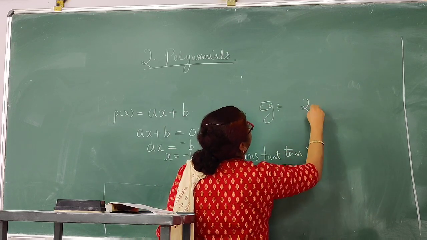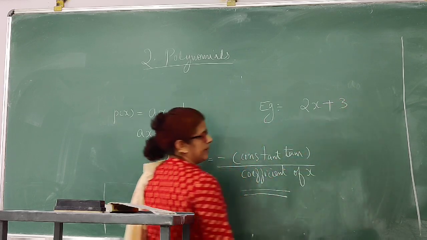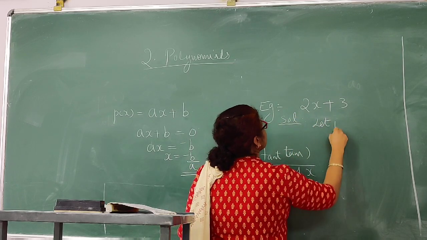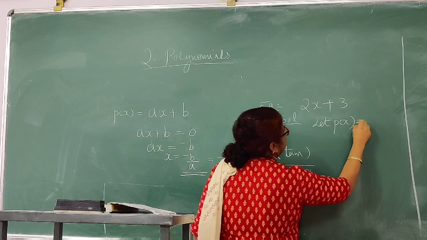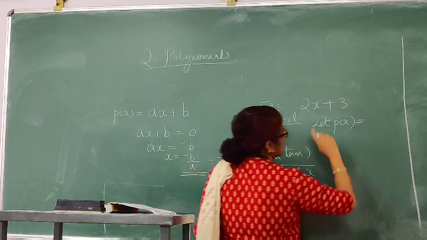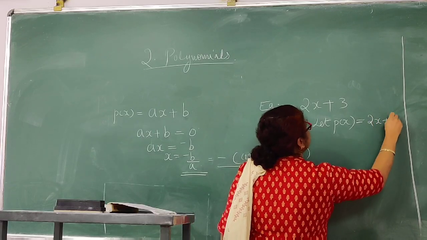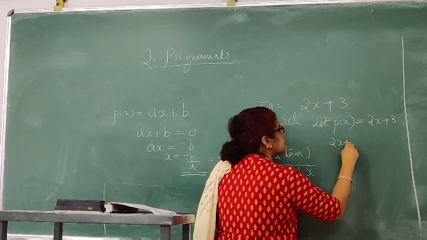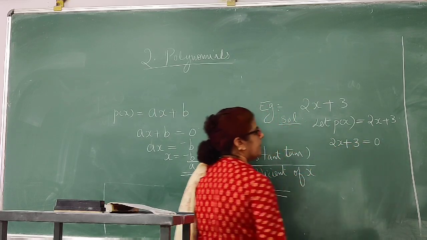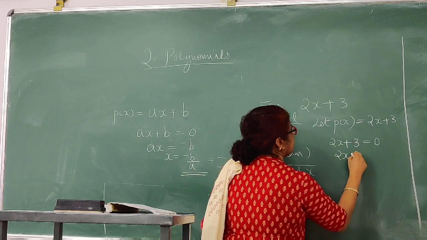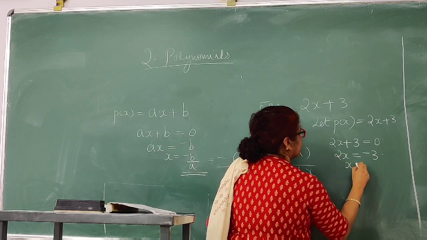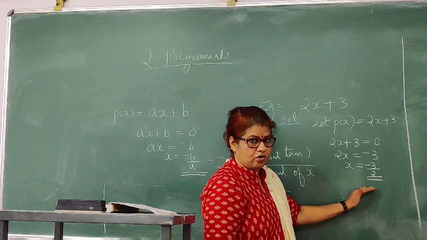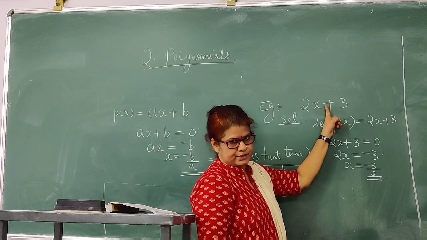Find the zero of the linear polynomial 2x plus 3. First of all, solution. We have to give a name for the given polynomial as p of x, since the variable here is x. Then let p(x) is equal to 2x plus 3. Then as I have told you, we have to solve this. We equate this linear polynomial to 0: 2x plus 3 equal to 0, we get 2x equal to minus 3 or x equal to minus 3 by 2. This is the zero of the linear polynomial 2x plus 3.